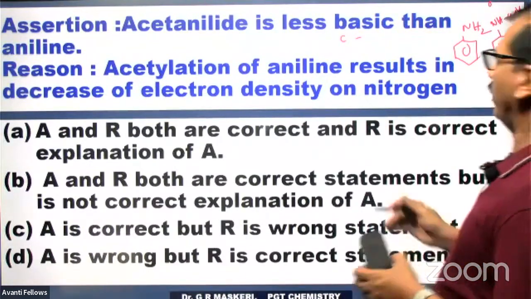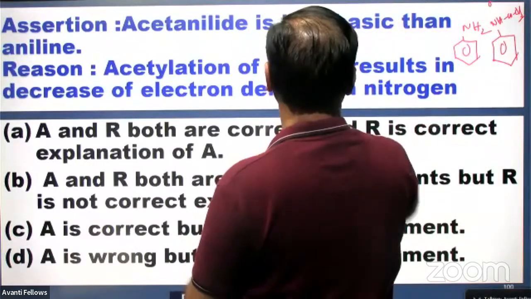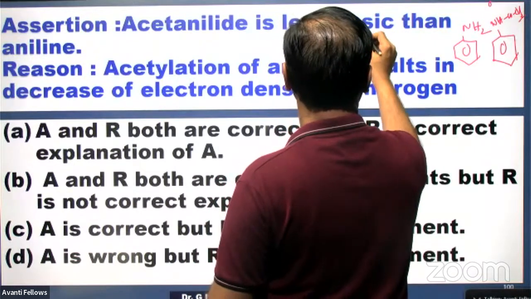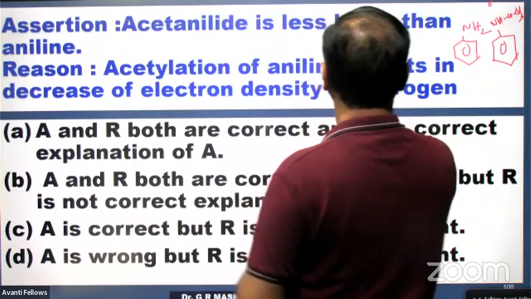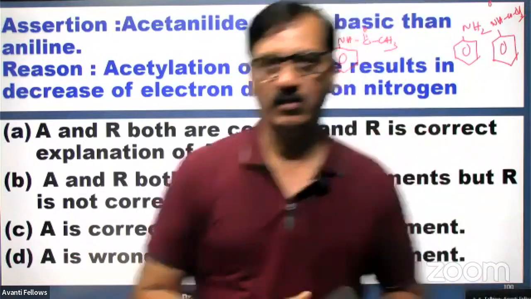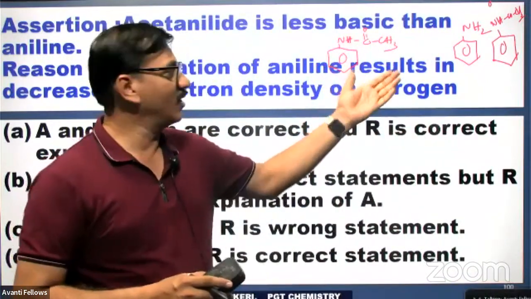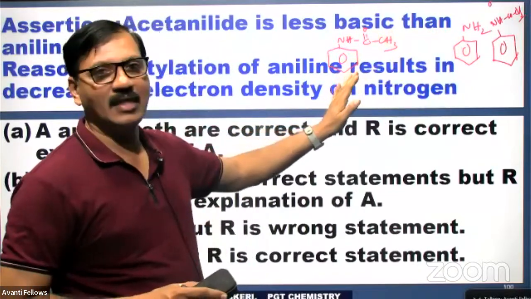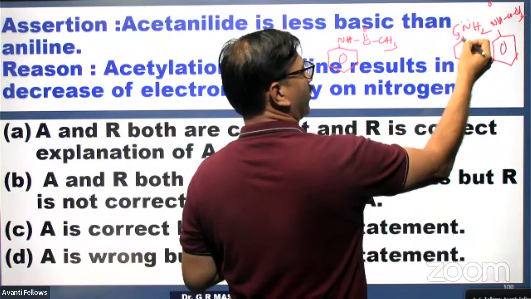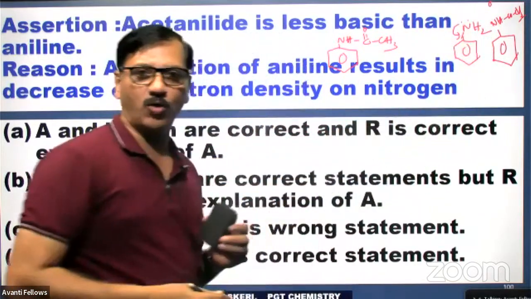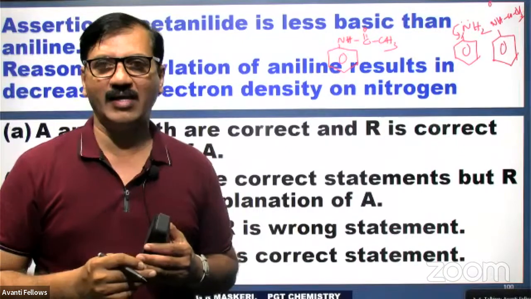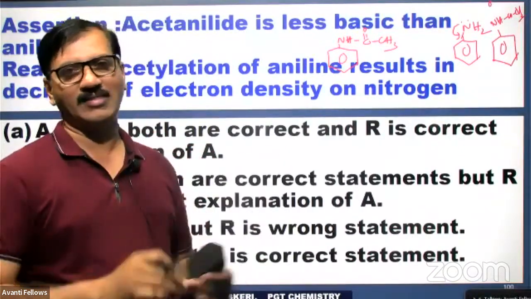Acetanilide is written as NH C double bond O CH3. This product is obtained by acetylation of aniline, right? This is aniline. This is acetanilide. Aniline is basic because it can donate the pair of electrons, but in conjugation with the ring it cannot give the electron pair readily, therefore the basicity decreases. Aryl amines are less basic. This is the reason that we have given.